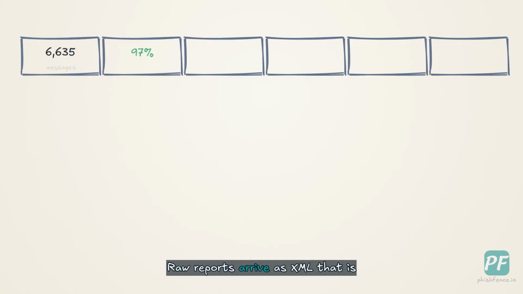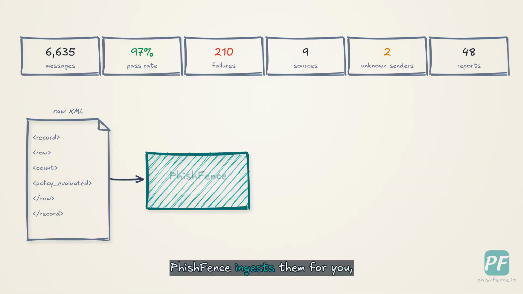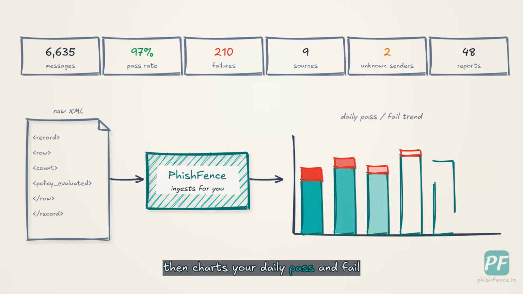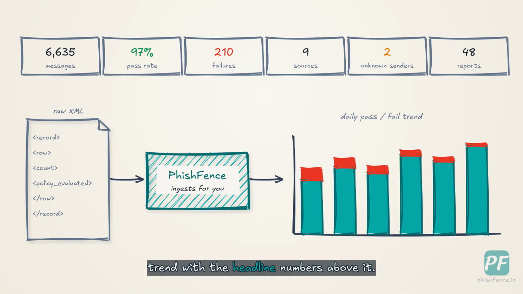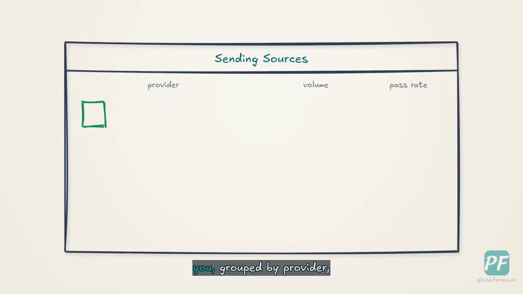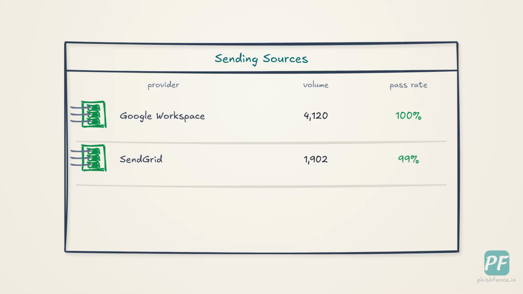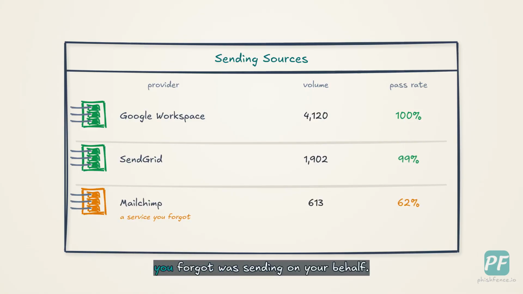Raw reports arrive as XML that is painful to read by hand. PhishFence ingests them for you, then charts your daily pass and fail trend with the headline numbers above it. It also lists every source sending as you, grouped by provider with the volume and pass rate for each. That is how you spot a service you forgot was sending on your behalf.